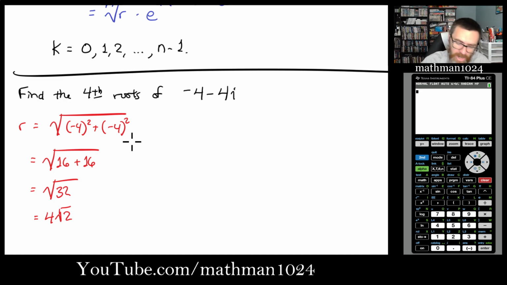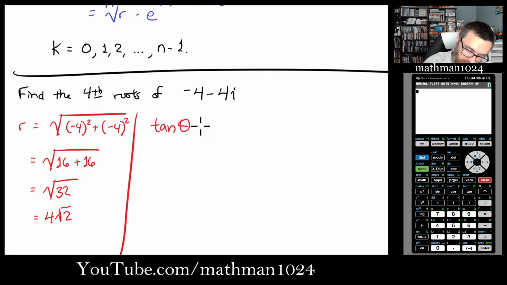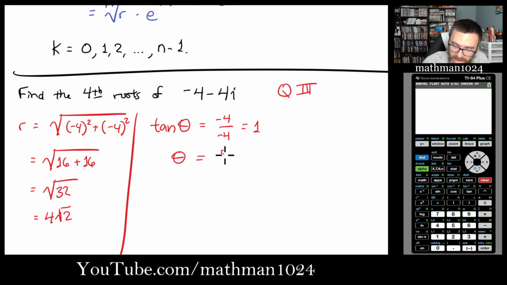All right. Now, your theta, again, is going to go back to tangent of theta. That's going to be your y value, negative 4, over x, negative 4, and that equals 1. Keep in mind that this complex number being negative for the x, negative for the y is going to put you in quadrant 3. So we're in quadrant 3, does tangent equal 1? Well, that happens at 5 pi over 4. It's got that reference angle of 45 degrees, or pi over 4.